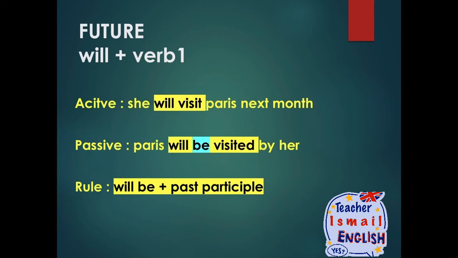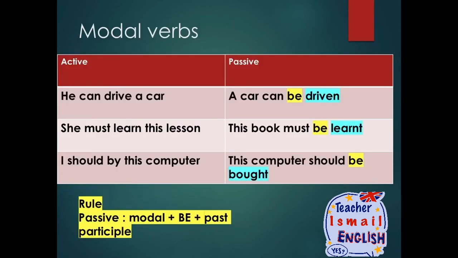Then we have modal verbs. When we have modal verbs, it's like will, like what we covered. We add the verb to be and the past participle. For example, he can drive a car. You can say, a car can be driven by him. She must learn this lesson. This lesson must be learned. I should buy this computer. This computer should be bought.